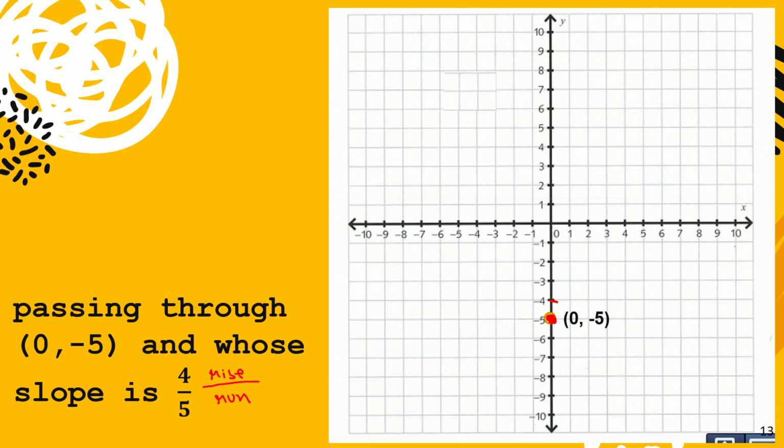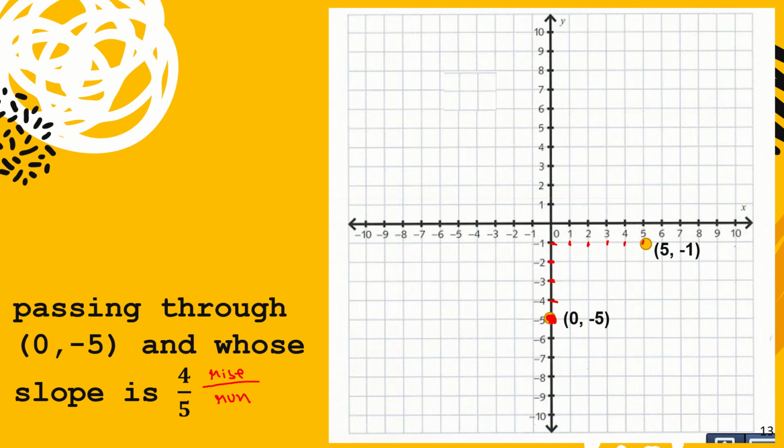1, 2, 3, 4. Then we need to run 5 steps on the positive side or on the negative side? Correct. On the positive side, because the sign of our slope is positive. So 1, 2, 3, 4, 5. Therefore, that is the point having the coordinates (5, -1).